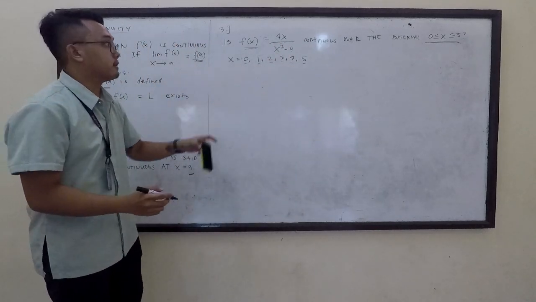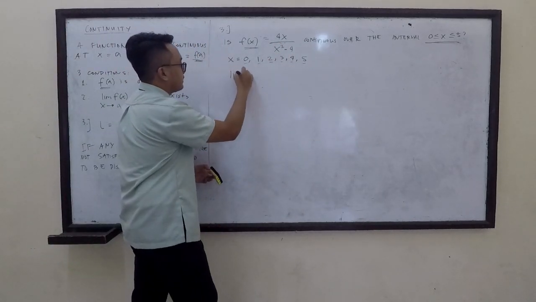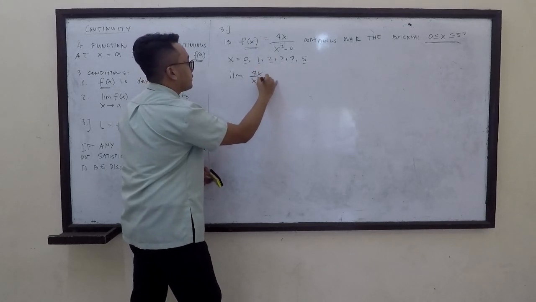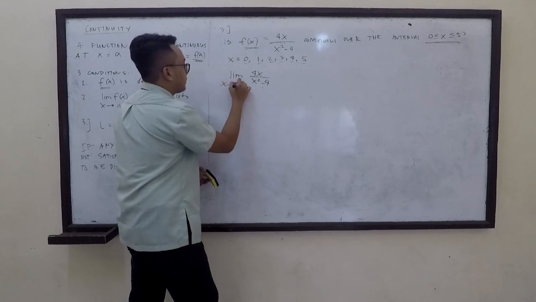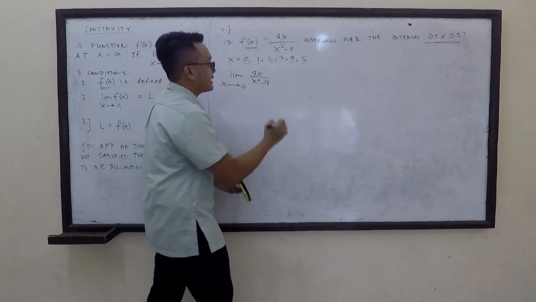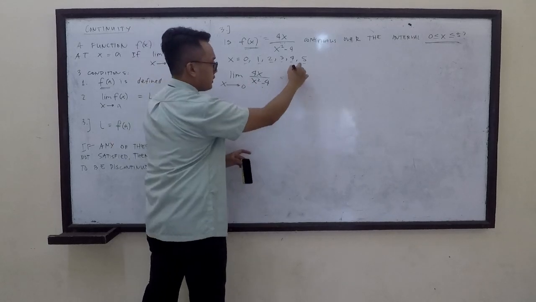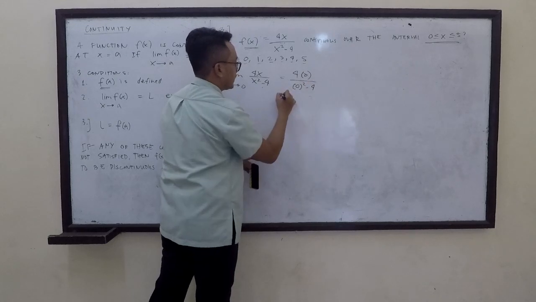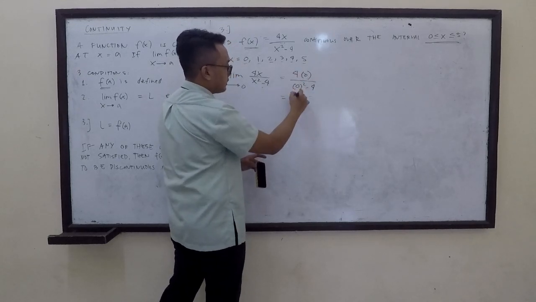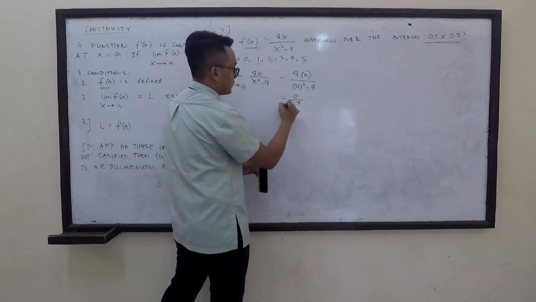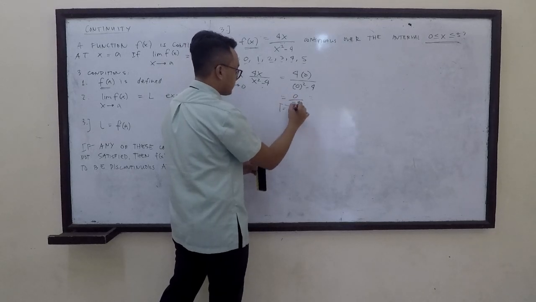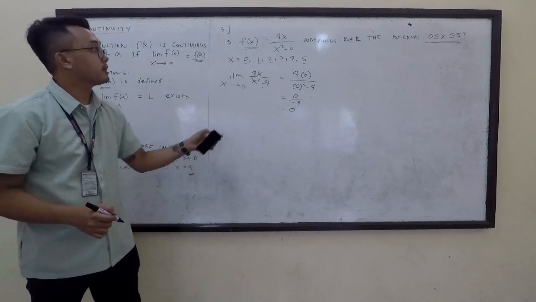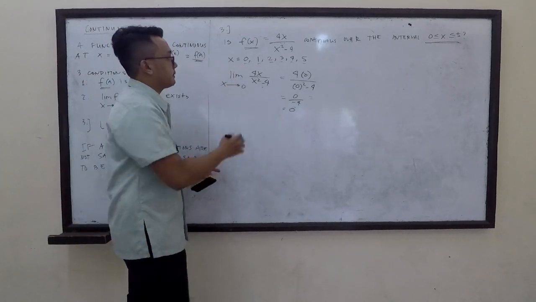So good as 0. So gamit ito ang limit. So limit of this function 4x over x squared minus 4 as x approaches 0. Ang answer ni is 4 times 0 over 0 squared minus 4. So this is just 0 divided by negative 4, which is 0. So 0 is a defined number, so therefore, continuous siya sa 0.